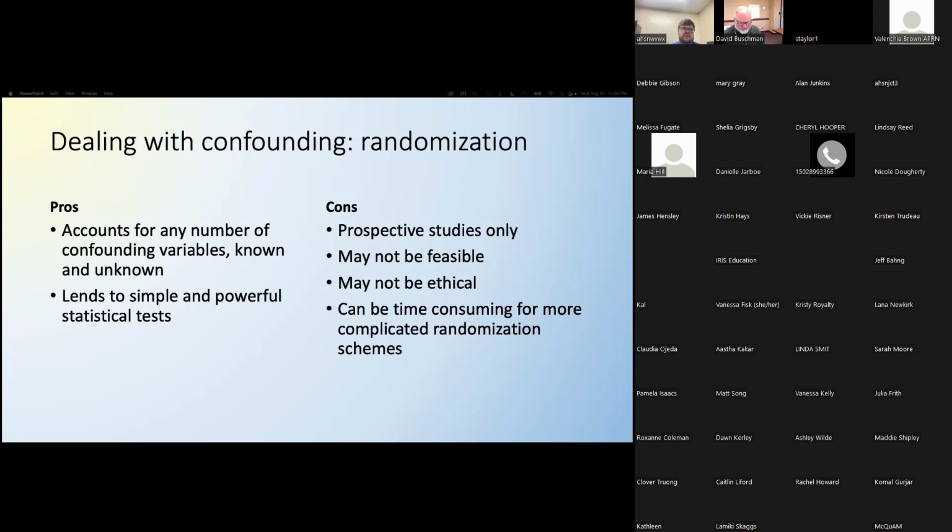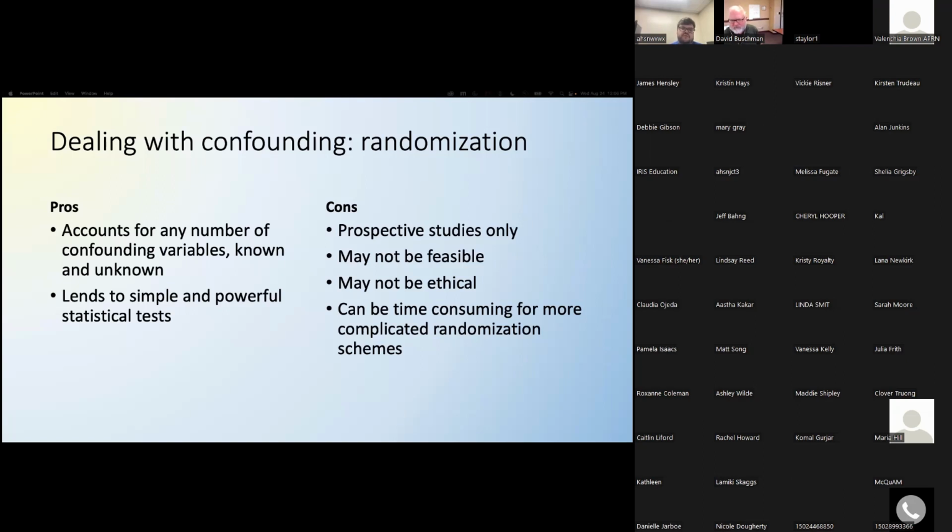So for randomization, it allows you to account for any number of confounding variables, either known or unknown. So if you randomly assign people to a group or an intervention, then the process by which they were assigned to that group is totally independent of any other factor. And so randomization is useful because it allows us to use simple and powerful statistical tests, powerful in the sense of statistical power, that they are the most able to detect an association or a difference.